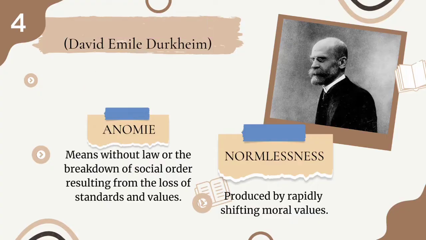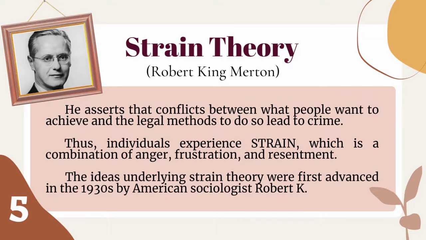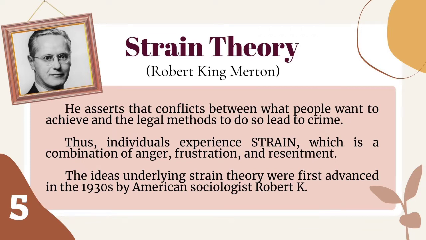So the fifth one is strain theory. The ideas underlying strain theory were first advanced in the 1930s by American sociologist Robert King Merton. He asserts that conflicts between what people want to achieve and the legal methods to do so lead to crime. Thus, individuals experience strain, which is a combination of anger, frustration, and resentment. According to strain theory, some strains or pressures enhance the chance of crime. These tensions cause unpleasant feelings like frustration and wrath. These feelings put pressure on people to take action, and syempre, crime ang unang option.